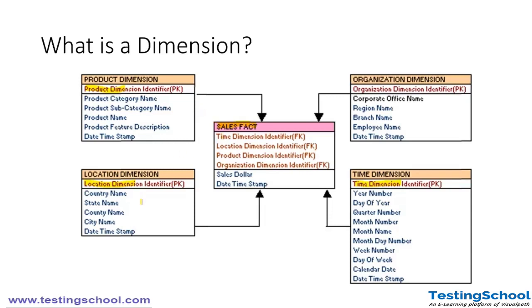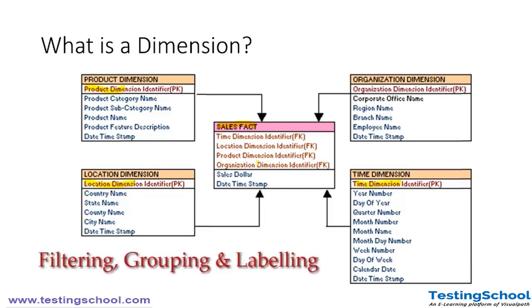Without the time dimension, without the location, without the product, or without the organization from where it has been sold, the sales report or the receipt is not complete, right? So these are all the supporting or the descriptive aspects of that particular object, of that particular fact. The primary function of dimensions can be divided into threefold, right? To provide filtering, grouping, and labeling.